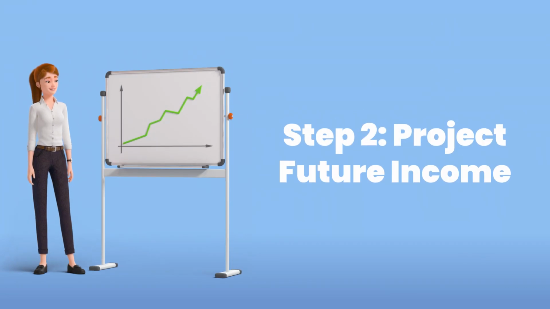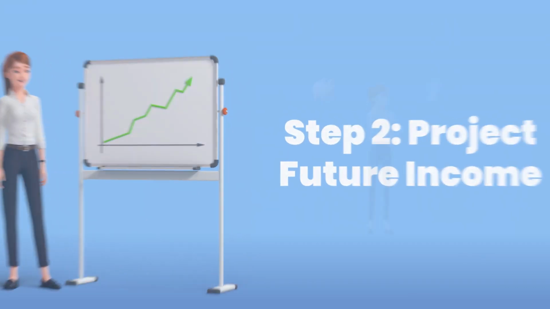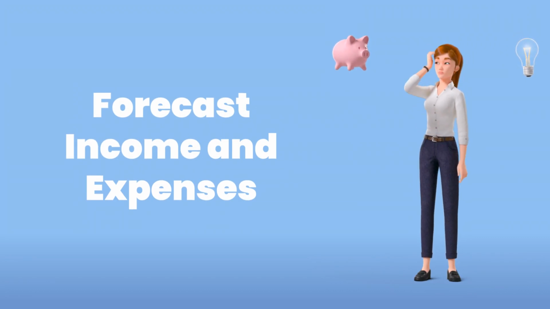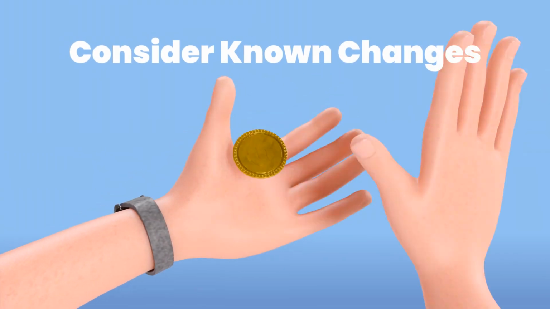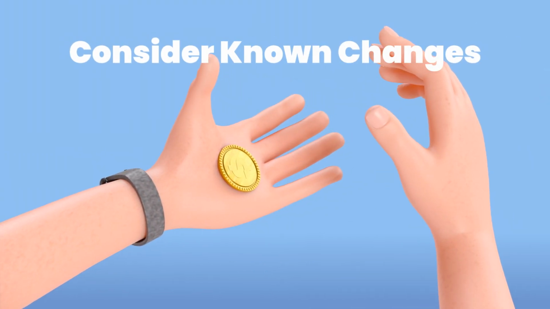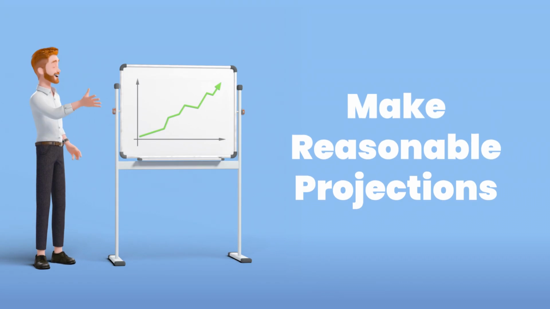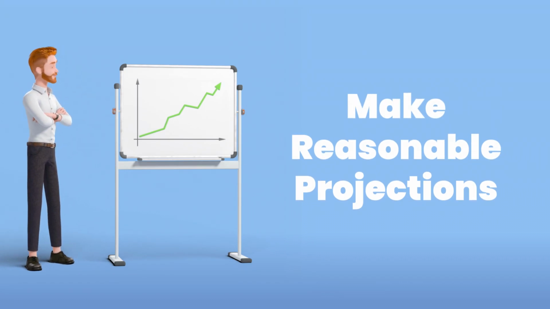Step 2. Project future income and expenses. Based on your review, forecast income and expenses for the upcoming period. Consider known changes like salary increases or new bills. Factor in economic trends like inflation. Make reasonable projections based on past trends and anticipated future events.